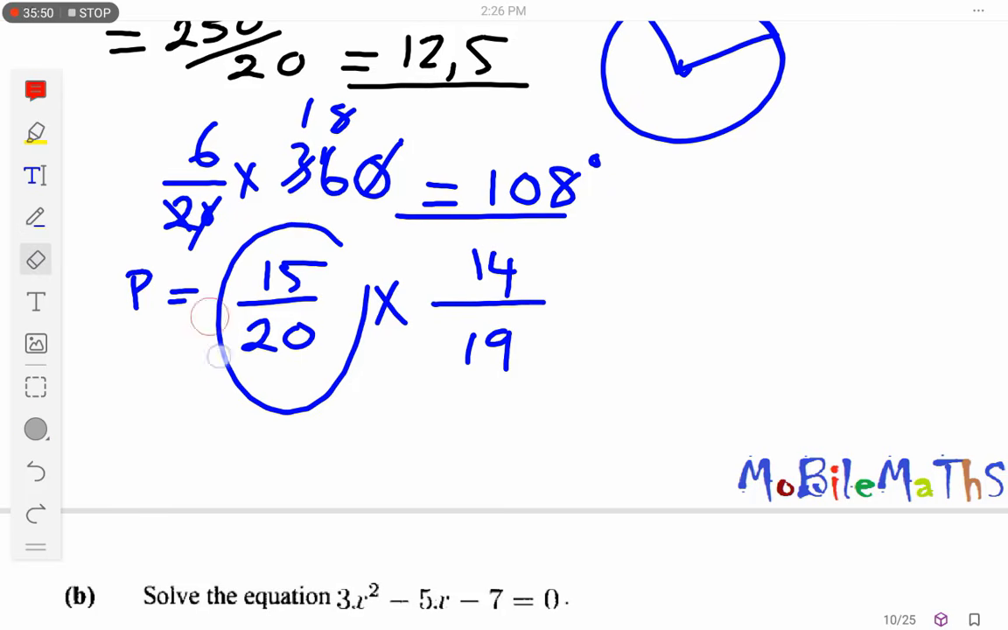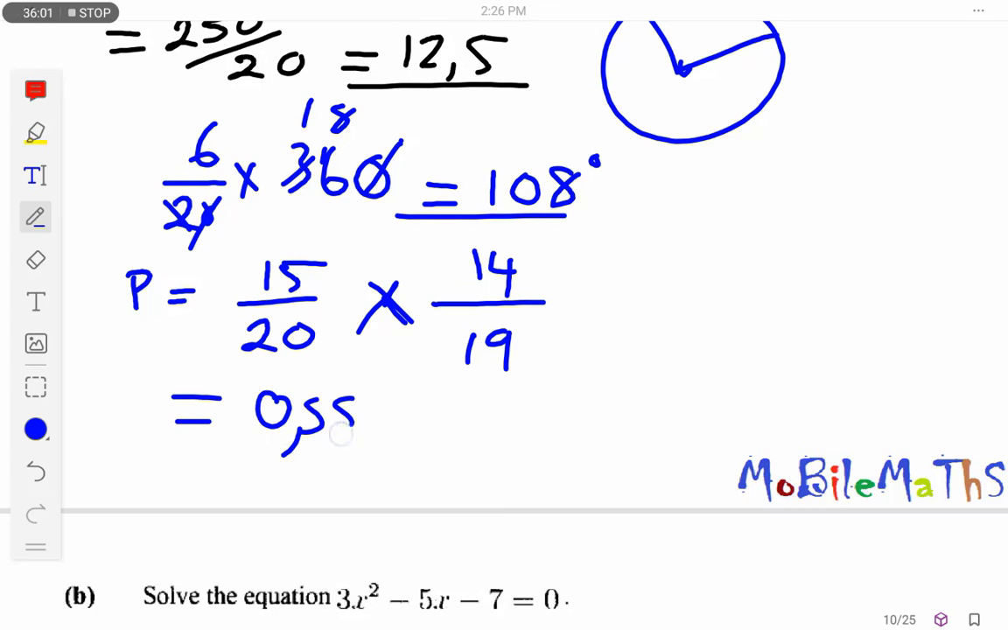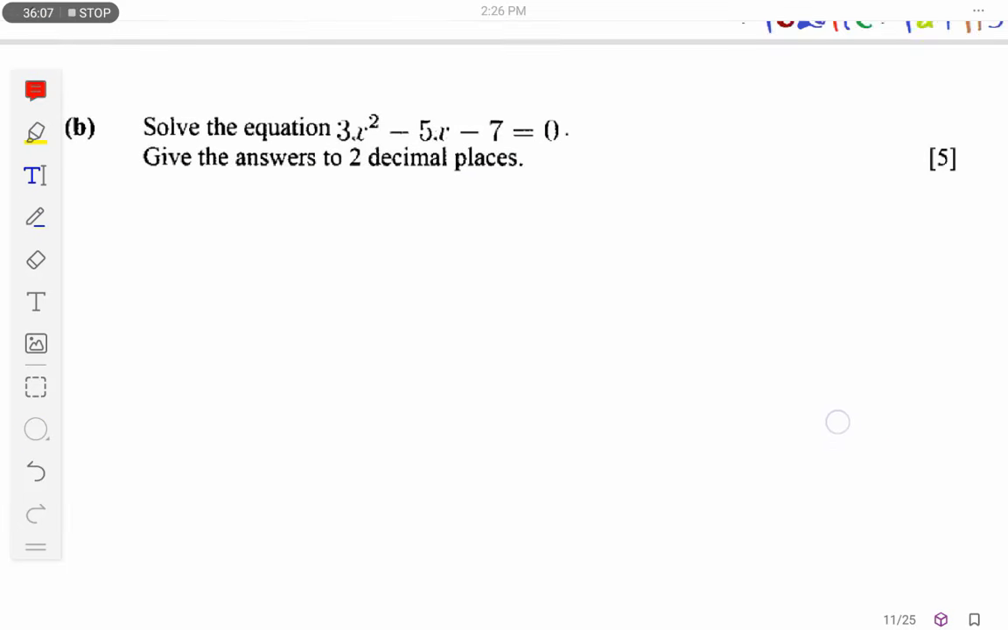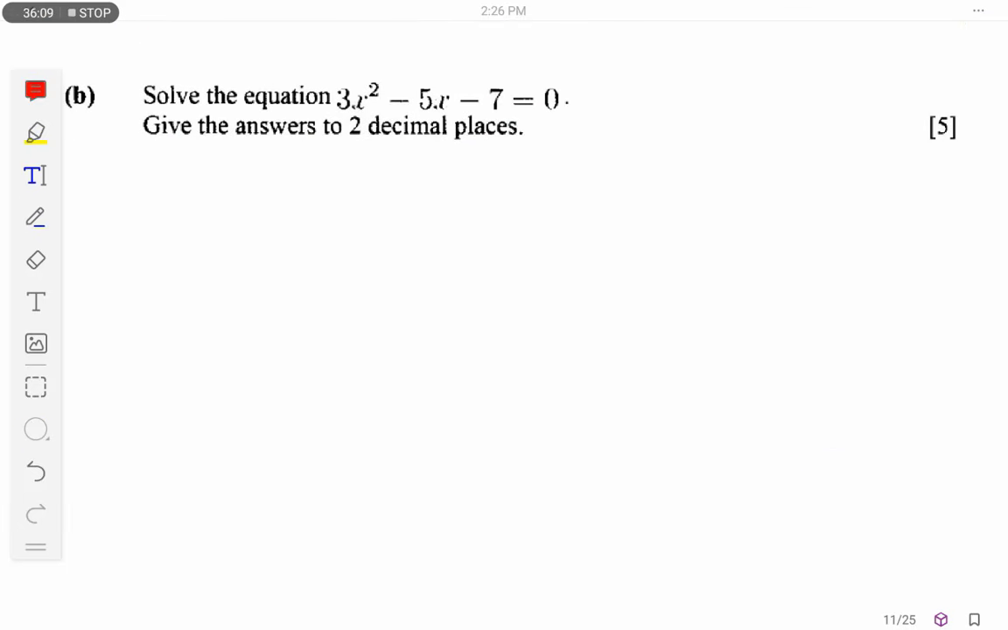So we now multiply this 15 over 20 times 14 over 19. Then when you multiply this, you get 0.5526 as your probability there. Okay, so that's how we answer that question. Let's do part B of the question.